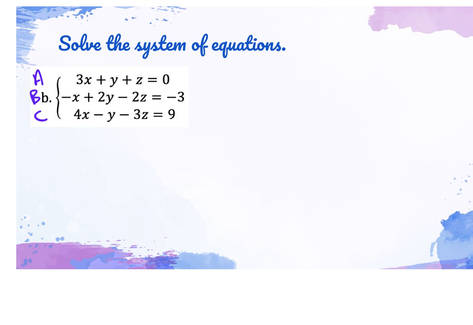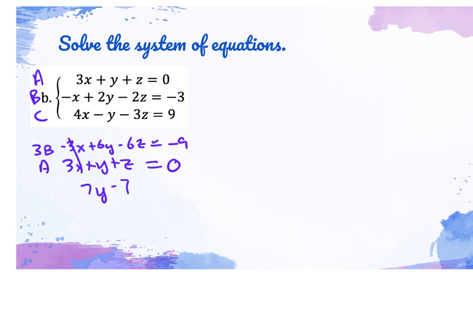So if I take 3 times b and then go with a, that's going to be 3x plus y plus z. Then for 3b, we have negative 3x plus 6y minus 6z, and that's going to equal negative 9. Wait, top one is 0. So the x is going to go away. 7y minus 5z, not 7z, minus 5z equals negative 9.